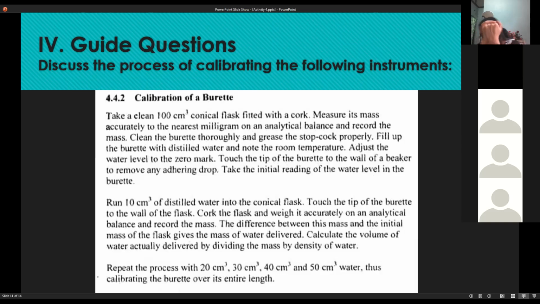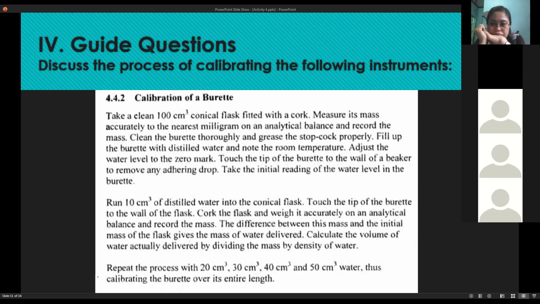Then fill up the burette with distilled water and note the room temperature. Adjust the water level to the 0 mark. Touch the tip of the burette to the wall of the beaker to remove any adhering drop. Take the initial reading of the water level in the burette. Then run 10 cm³ of distilled water into the conical flask. Touch the tip of the burette to the wall of the flask, cork the flask and weigh it accurately on the analytical balance and record the mass. The difference between this mass and the initial mass of the flask gives the mass of the water delivered. Then calculate the volume of water actually delivered by dividing the mass by the density of water.